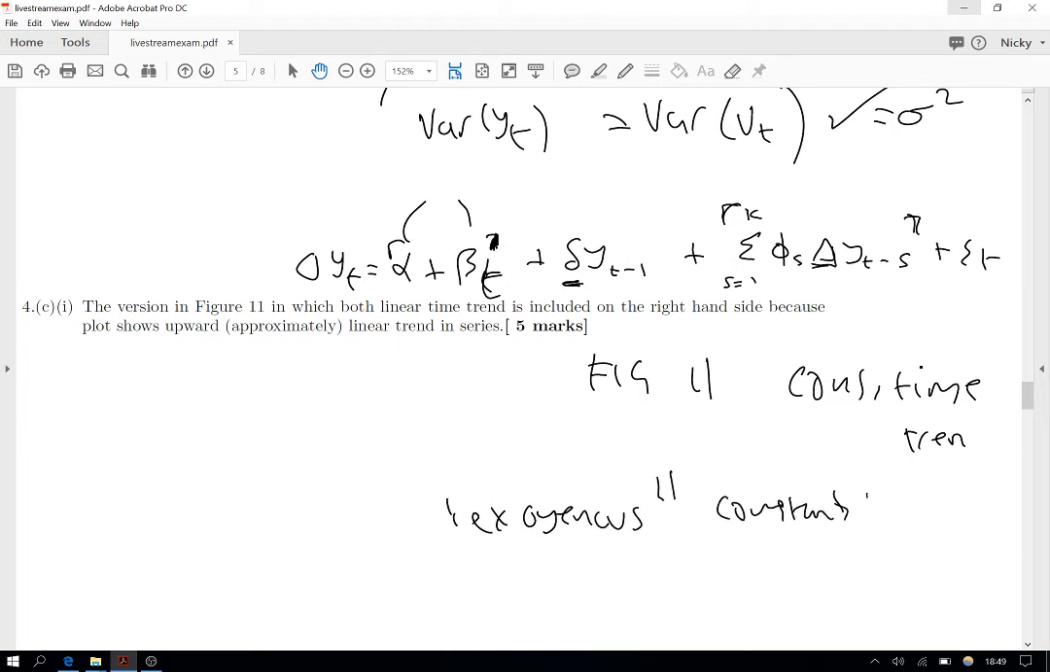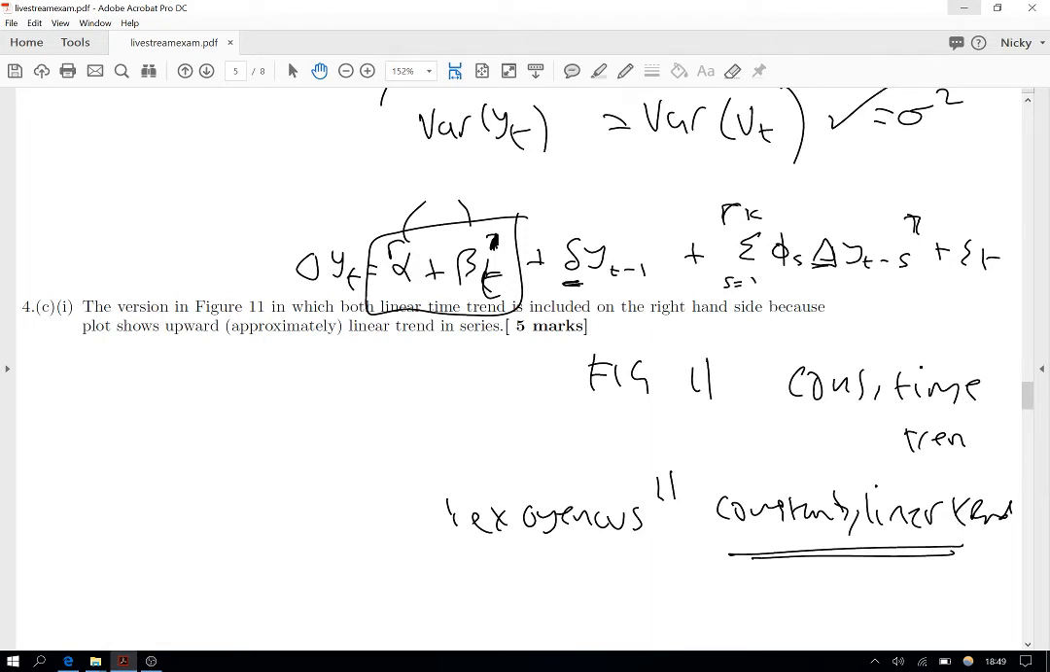So you need to be able to read these tables and understand what they mean. This just means it allows this here. It doesn't set alpha and beta to 0. Okay, so that would be the answer to part 1. You're justifying which Dickey-Fuller regression you're going to use to perform the test.